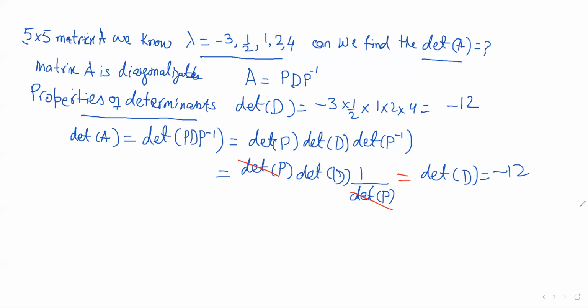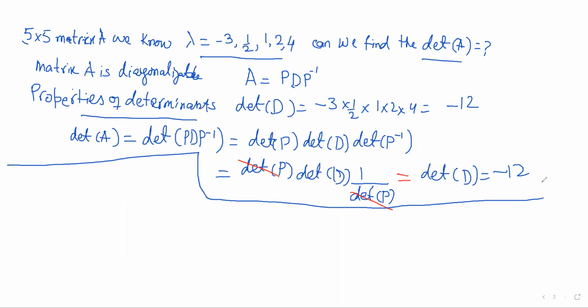Which means that if a matrix has distinct eigenvalues, its determinant will be the multiplication of those eigenvalues. So here we can find about that. Okay, is it clear? Yes. Okay, so one more question.